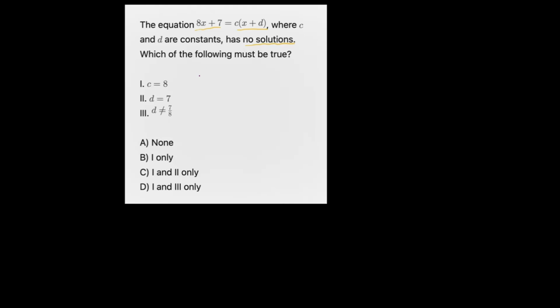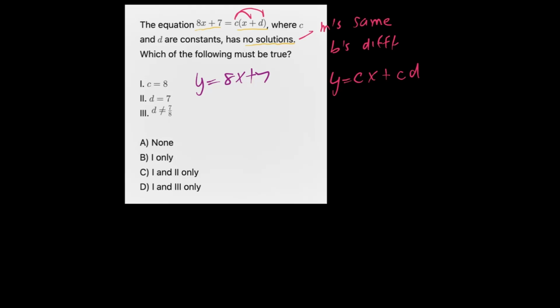So let's start by splitting them up. y equals 8x plus 7, and for the other, y equals cx plus cd. So I just went ahead and distributed while splitting it up. No solution: slopes are the same, y-intercepts different. So the slopes are the same, that part's easy. c is the slope, because this is our y equals mx plus b here, and this is our y equals mx plus b here. And the slopes are the same, so c is equal to 8.